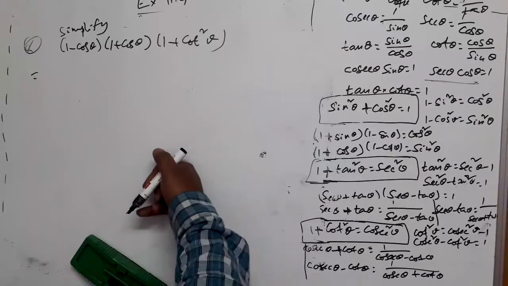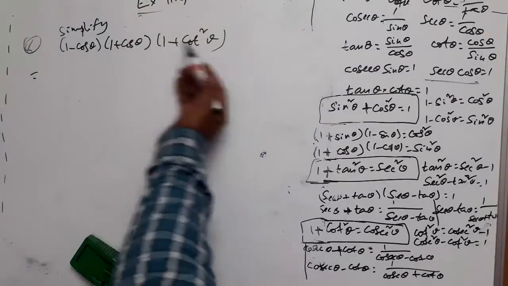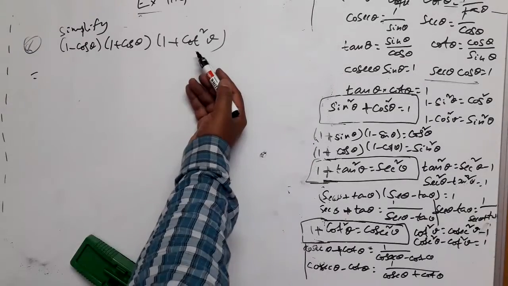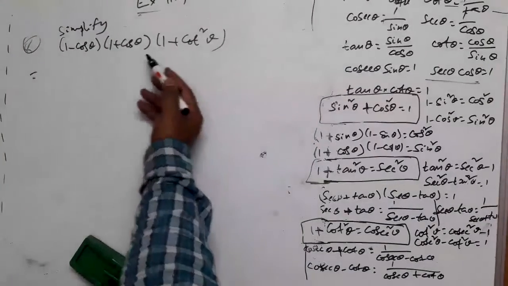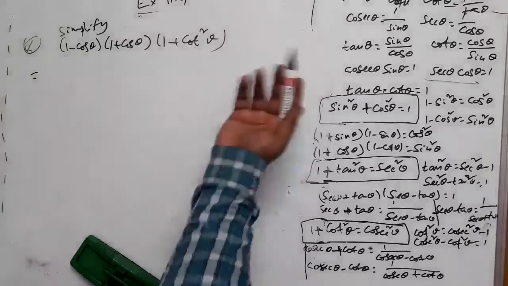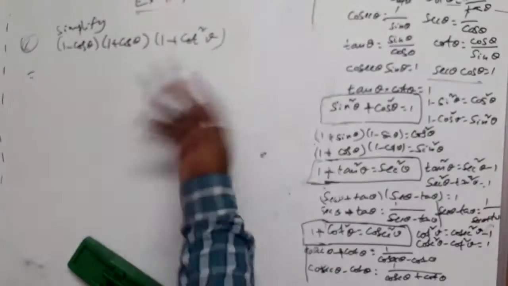Let us say theta is 90 degrees. Cos 90 is 0, cot 90 is also 0. So 1 minus 0, 1 plus 0, 1 plus 0. 1 into 1 into 1 is 1. So your answer should be 1.